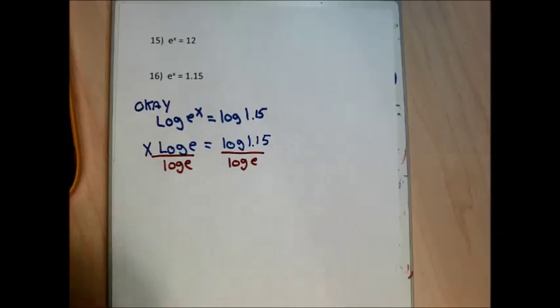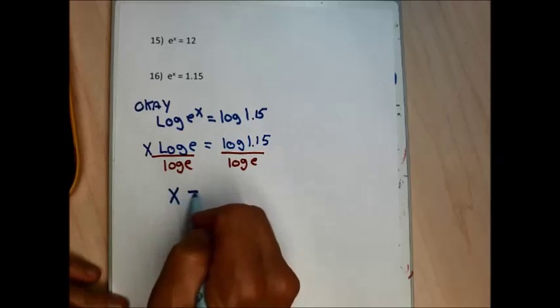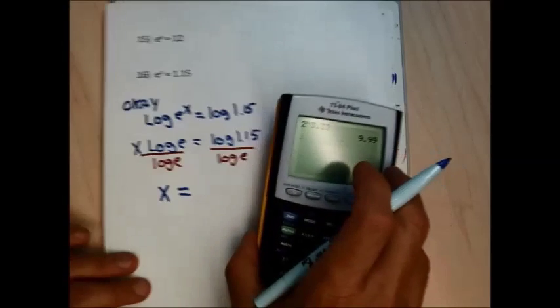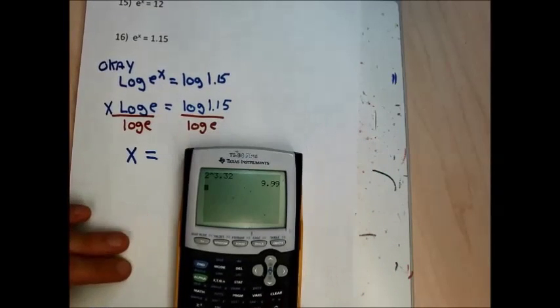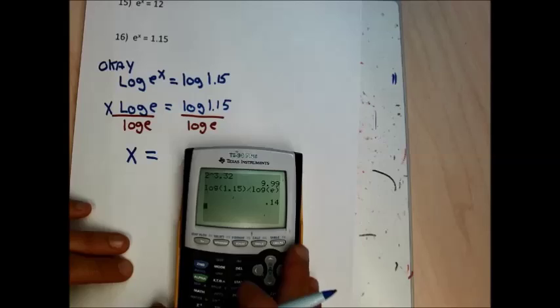And this is going to give me, on the left side, x. On the right side, something I need my calculator for. So on my calculator for the right-hand side, I'm going to go log of 1.15, parentheses, divided by log. And to get e without an exponent, you hit second and divide. And my answer I'm going to write down as 0.14.